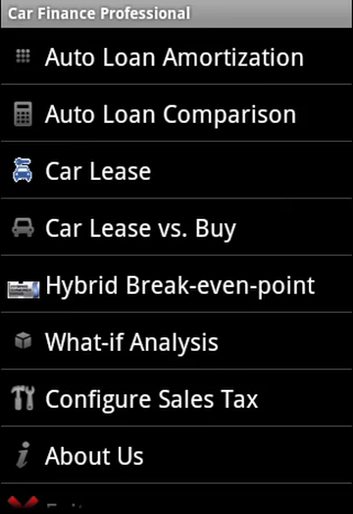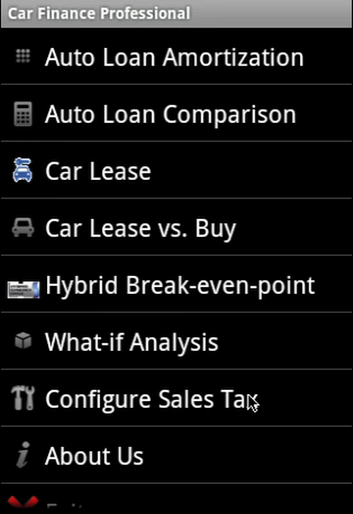Car Finance Professional is a comprehensive car loan, lease, and hybrid analysis application. This application covers amortization, comparison, and car lease. You can compare lease versus buy, perform hybrid break-even point analysis, and perform what-if analysis. You can also configure sales tax.